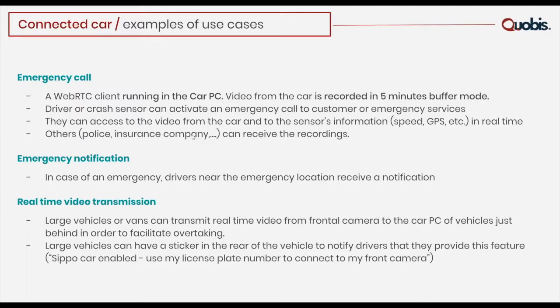Second is emergency notification, is to send information to drivers, to cars that are close to the location of the accident, just to notify them that something has happened. Okay, and again, WebRTC could be a good technology for this.